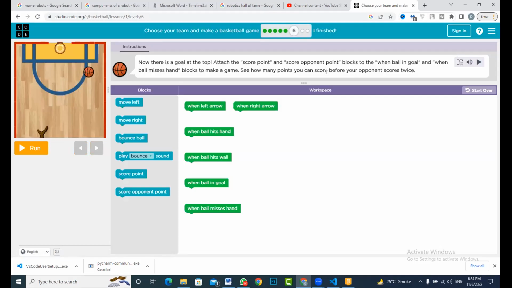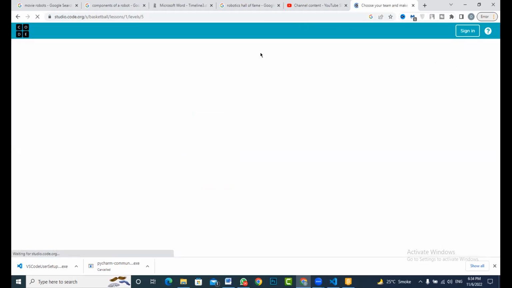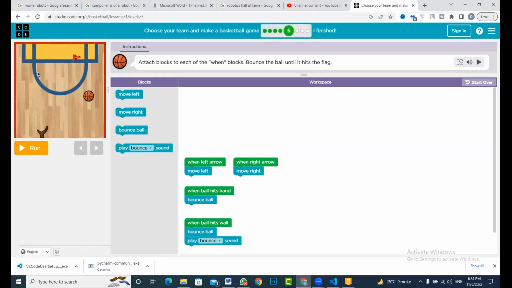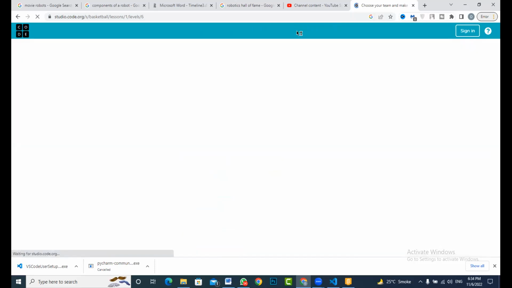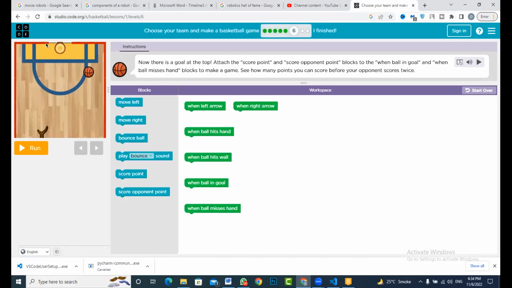Okay, so after level 5, we have got level 6 now. Now this level 6 has got one thing extra. If you compare it with level 5, you see that this area is empty. But when I go to level 6, you would see that in this area, I have now got a basket. Because this is a basketball game, that's why they have given us a basket.